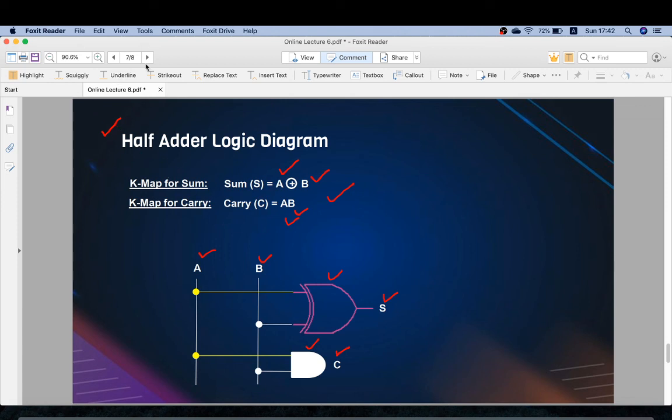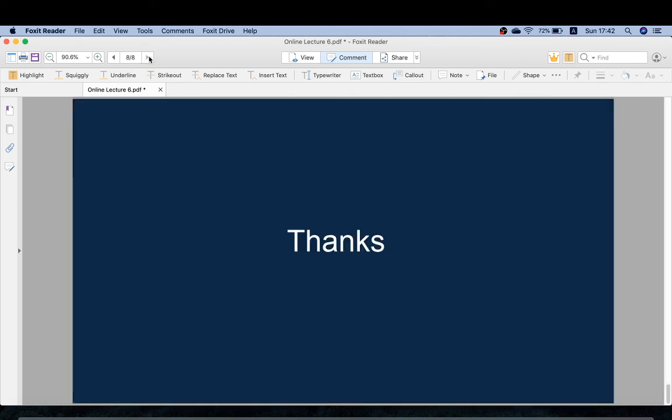So today we studied what a half adder is and what the designing steps for the half adder are.